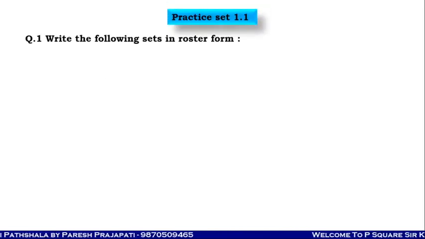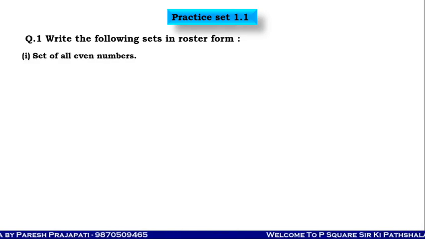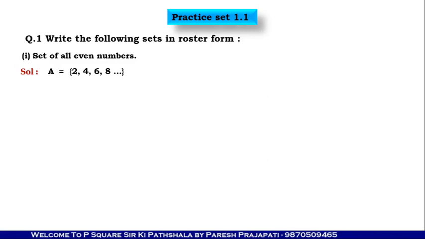So let us start with practice set 1.1, question number 1. We have to write the sets in roster form. Roster form is nothing but the listing method. So we have to write down the elements for the given question in a set. First one, we have to write the set of all even numbers. Even numbers means the numbers which are multiples of 2. That is 2, 4, 6, 8 and so on. We don't know how many even numbers we have to write, so that's why we have kept dots.